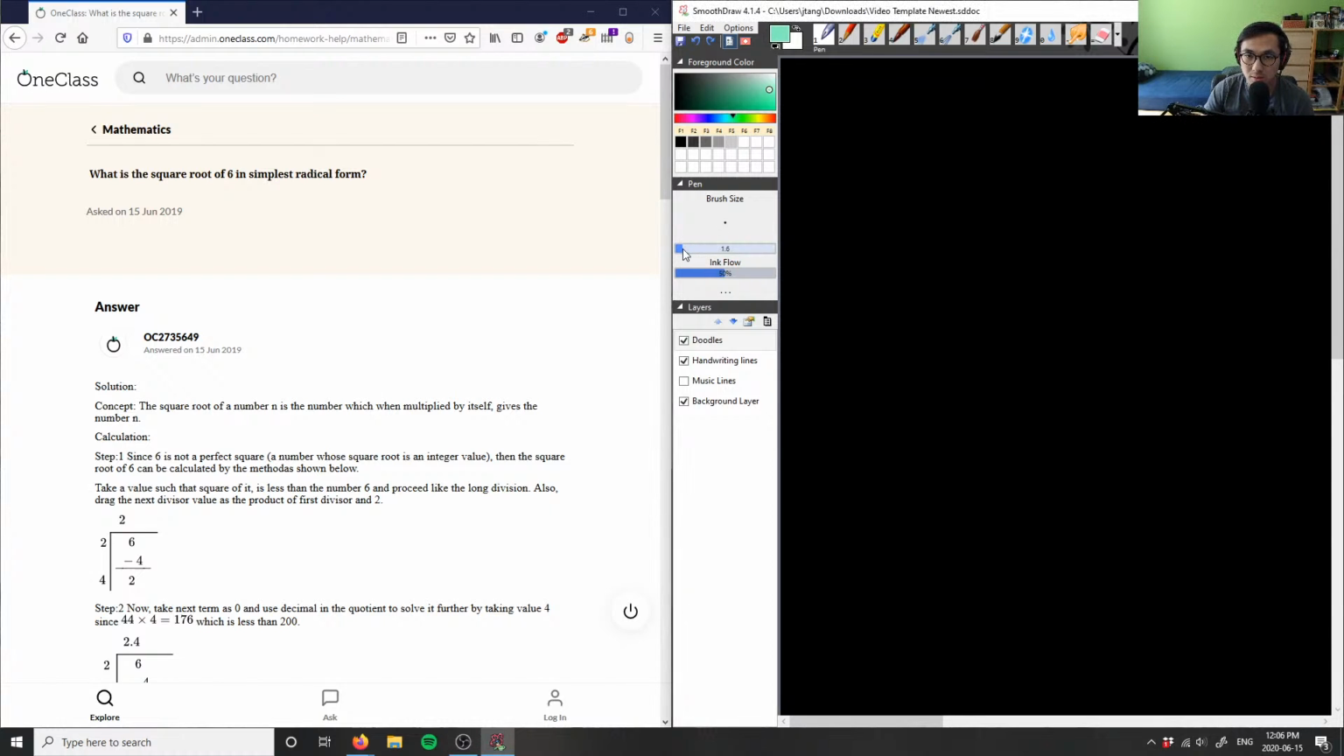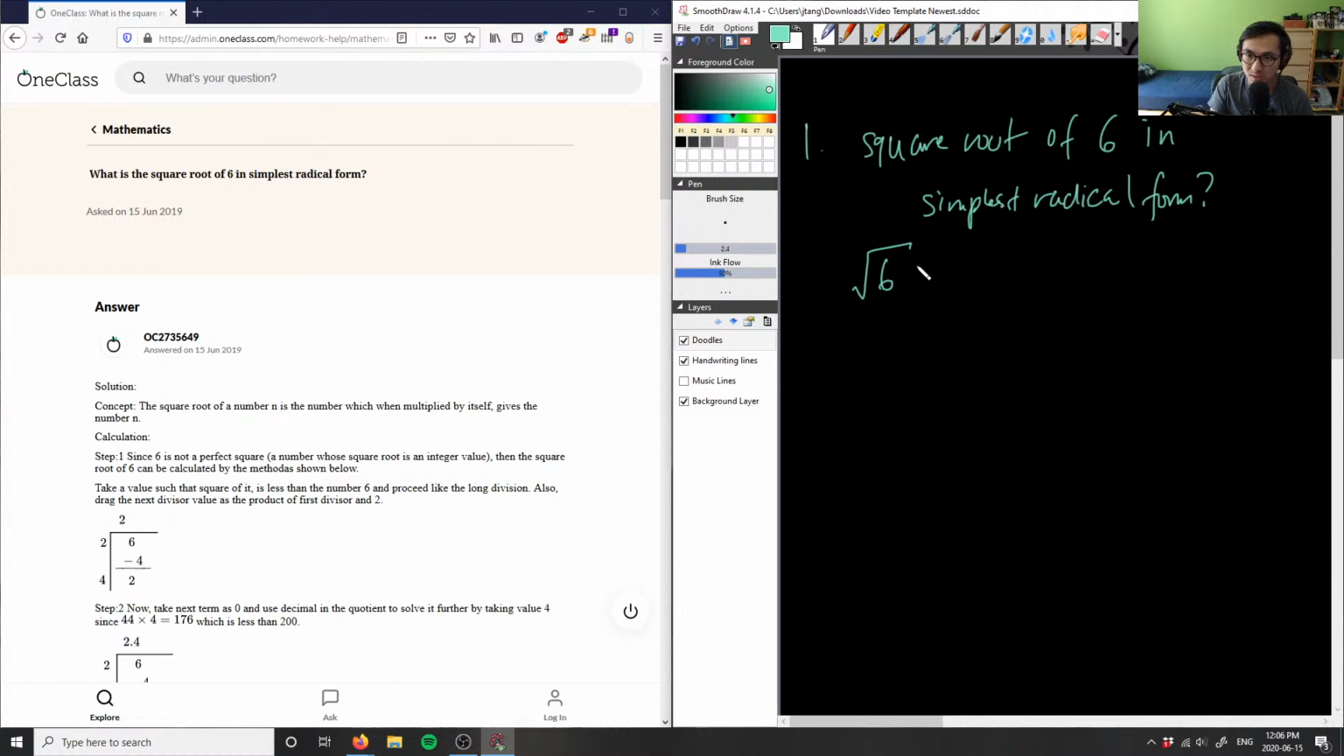So let's look at number 1 here. It's question 1. We're looking at the square root of 6 in simplest radical form. What we have here is we want the square root of 6. So we're going to draw the square root sign, put the 6 underneath, and what they want us to do is calculate the simplest radical form.